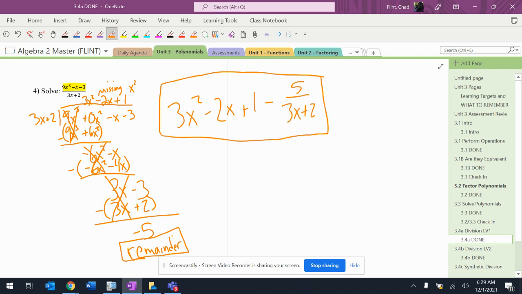The key to these is just keep practicing. Take your time. All of this stuff in Algebra 2, factoring, solving, long division, all of this stuff in this unit just requires you to go slowly.